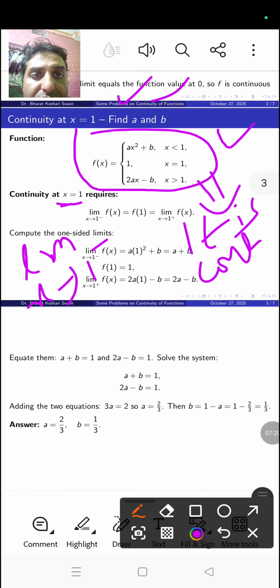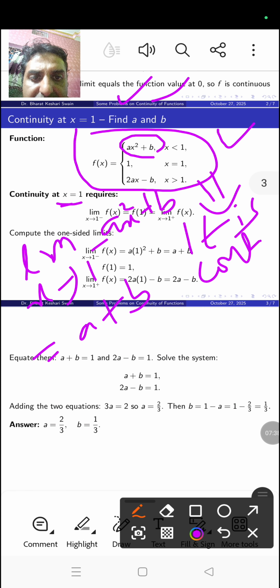So if it is 1 minus, meaning less than 1, the function is defined by ax square plus b. So you can put here ax square plus b. So if you put 1 in place of x, we put 1, is not it? So it will be a plus b. This is your limiting value, the left hand limit.